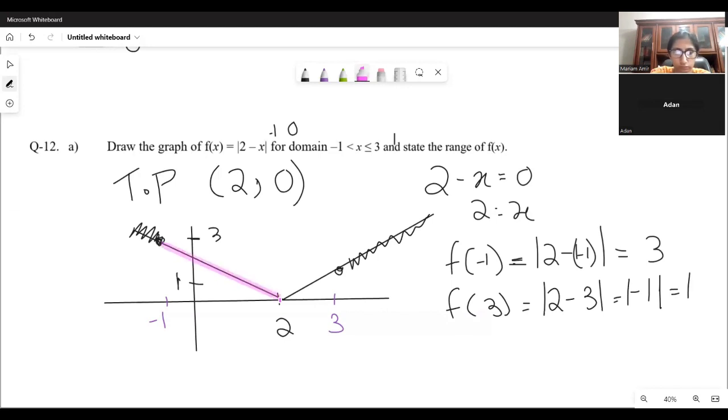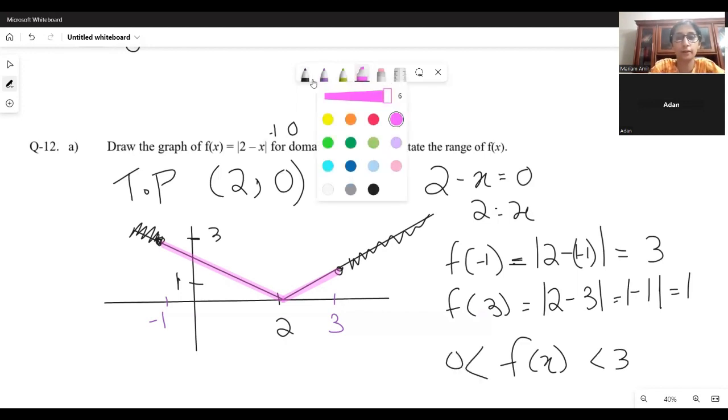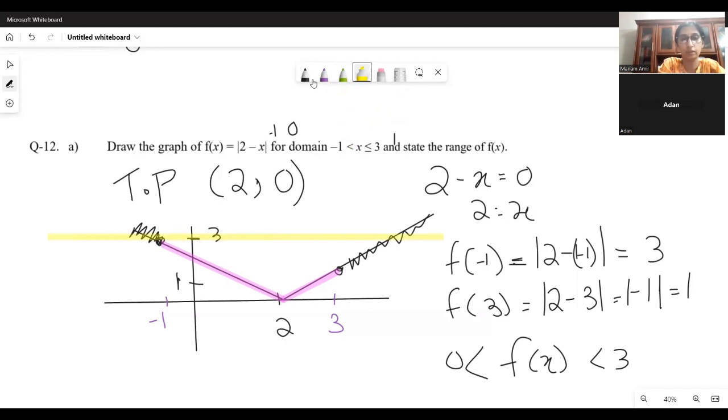ठीक है मैम. यहाँ से चलिए, रेंज भी पूछिए. तो अब इस ग्राफ की मैक्सिमम वैल्यू 3 है और मिनिमम वैल्यू 0 है. The range is from here till here. Maximum value of y is 3. Minimum value of y is 0.